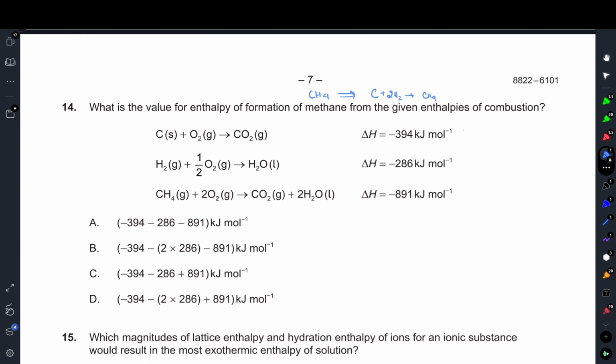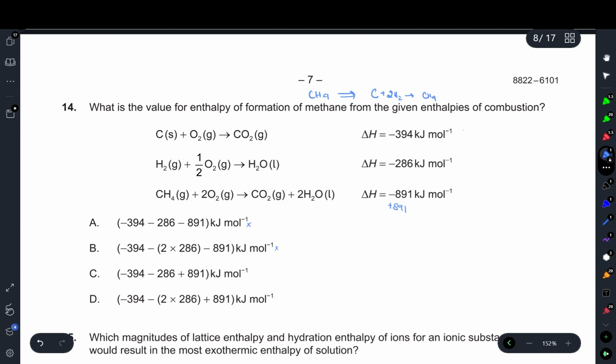So what you see here is to form methane CH4 in the end, you have to get this CH4 in the last equation to the other side. So make this plus 891. That's the first thing you have to do. So you can automatically eliminate these two because these have minus 891. So it's either this one or this one.